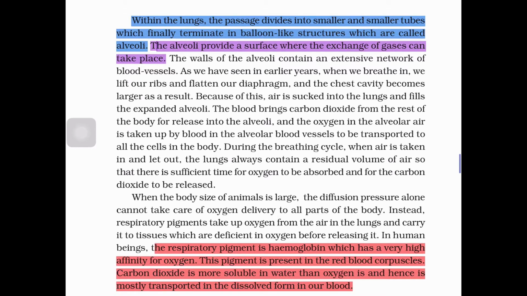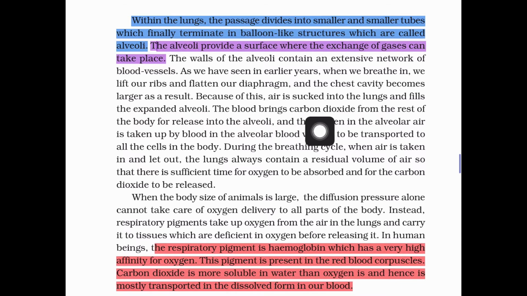In this mechanism, the diaphragm plays an important role and the ribs also play a very important role. Due to these two, the chest cavity becomes larger and the air from outside is sucked into the lungs and fills the expanded alveoli. These alveoli expand when the diaphragm and the ribs move.